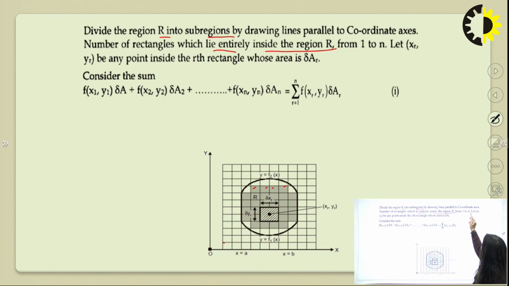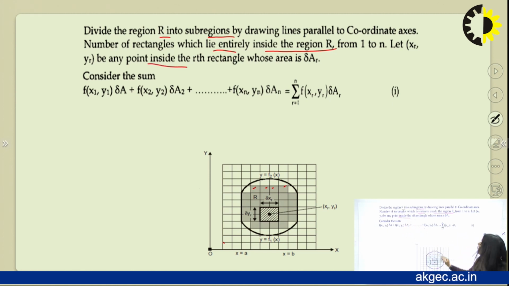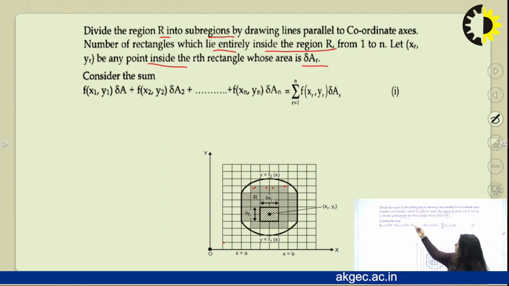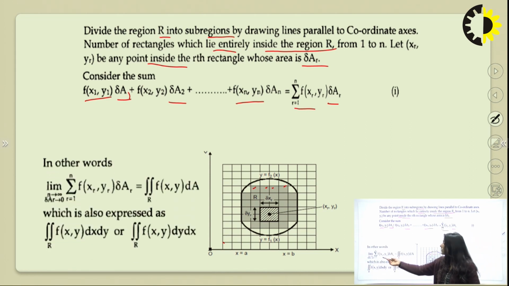From 1 to n, let (xr, yr) be any point inside the r-th rectangle whose area is delta Ar. Now, consider the sum f(x1, y1) delta A1 plus f(x2, y2) delta A2 plus up to f(xn, yn) delta An, which equals the summation over r from 1 to n of f(xr, yr) into delta Ar. In other words, we can write this summation as the double integration of f(x, y) over the bounded region R, where delta A can also be expressed as dx dy or dy dx.